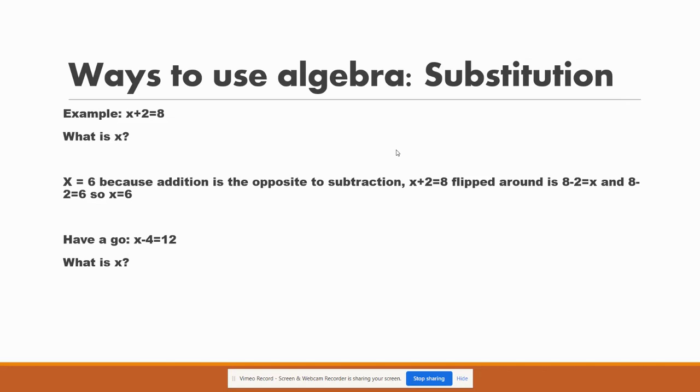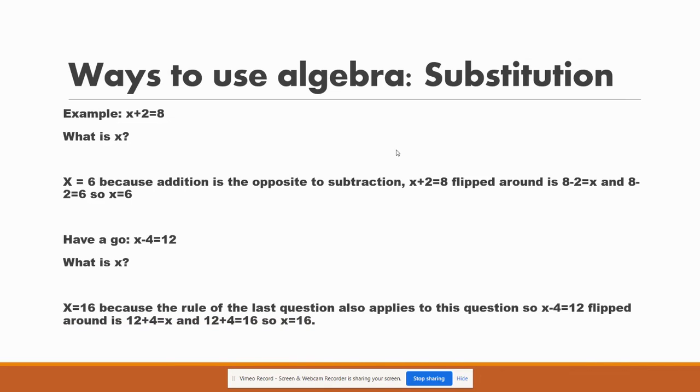X minus 4 equals 12. What is x? Pause the video now and have a go at the question. Your answer to this question is x equals 16, because the rule of the last question also applies to this question. So x minus 4 equals 12, flipped around, is 12 plus 4 equals x. And 12 plus 4 equals 16. So x equals 16.